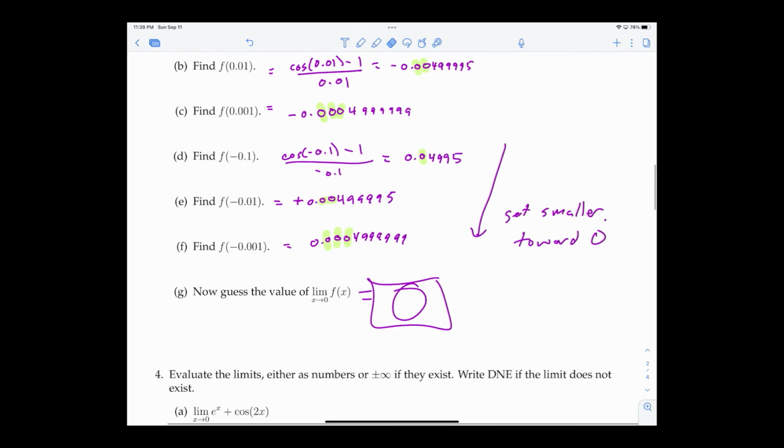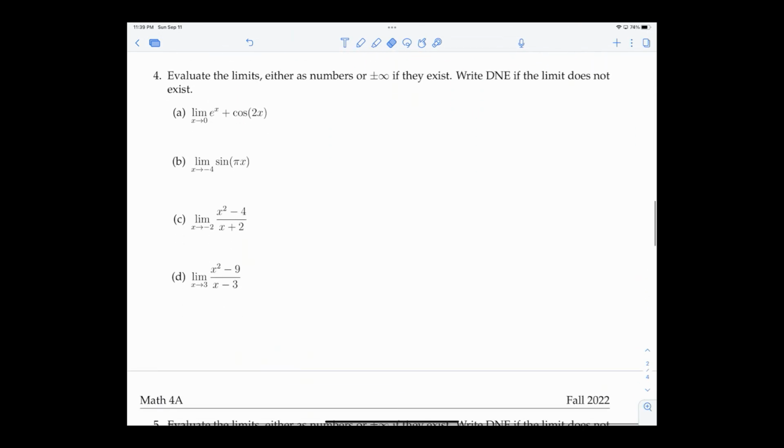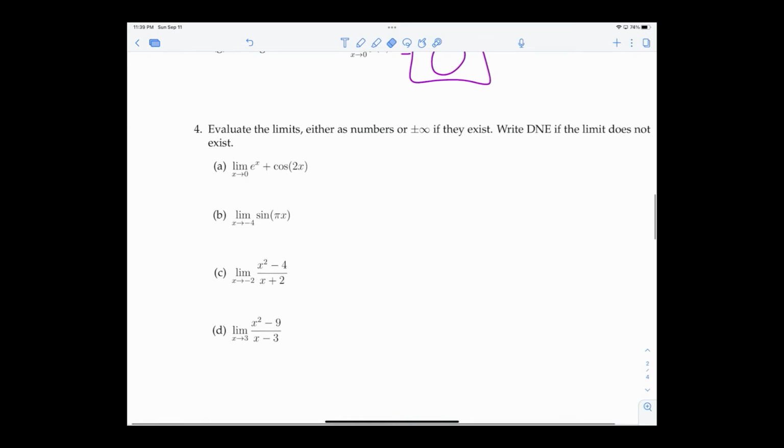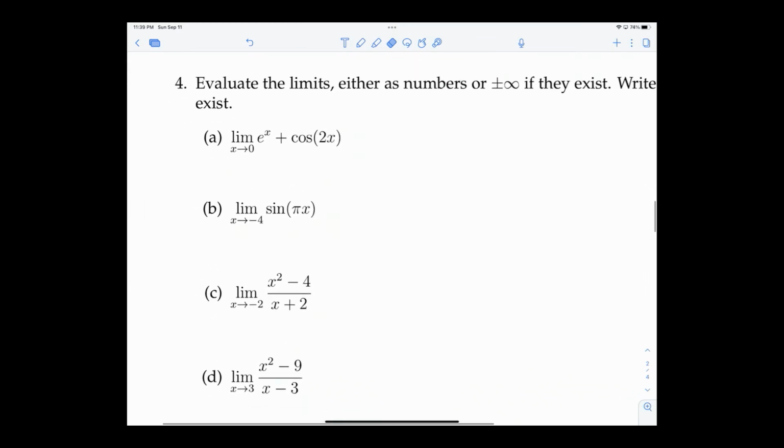I mean, I hope that makes sense, right? We did those in class. Evaluate the limits, either as numbers or plus or minus infinity here. These are designed to be done quickly here, okay? So you're not supposed to spend a lot of time and effort on these. That's why I put them in one problem here. So you're just supposed to do something like this.